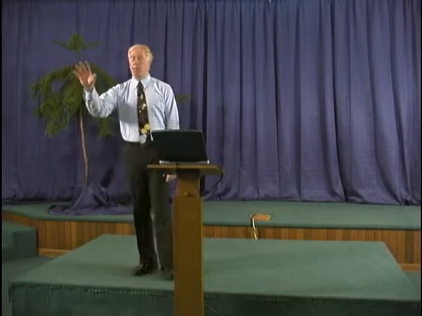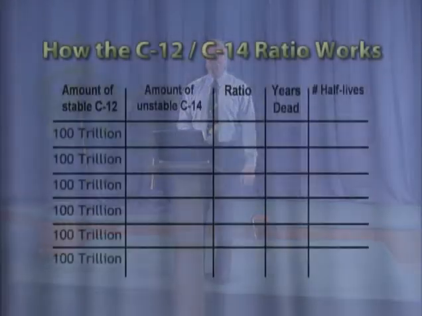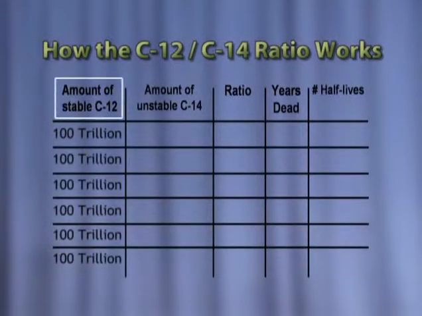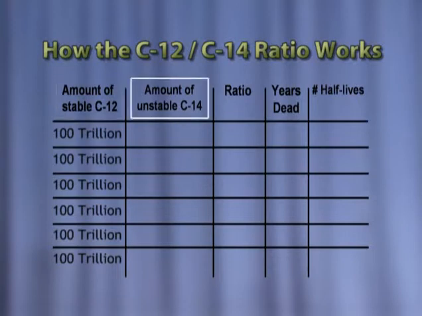So let's take a look at an example of how the C12 to C14 ratio helps us understand carbon-14 dating. Now, let's suppose in the left-hand column we have the amount of stable carbon-12. That will remain the same all up and down this column because carbon-12 is stable, it never decays. In the second column we have the amount of unstable carbon-14 we find in a fossil. Then we'll put that in a third column called the ratio. Then we'll have another column called years dead. How many years has this creature been dead? And we'll measure that in terms of half-lives in the right-hand column.